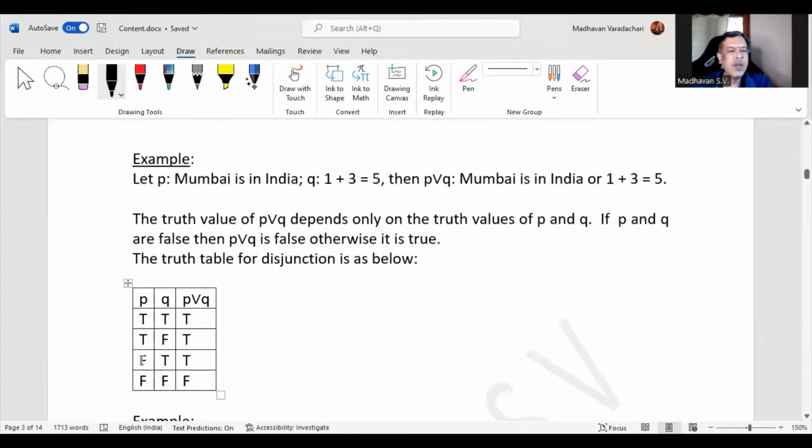Again, we are writing all possibilities of P and Q. Then P or Q, whenever both are false, that time only it is false. Otherwise, it is true.